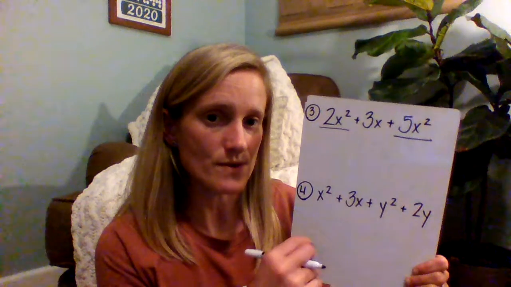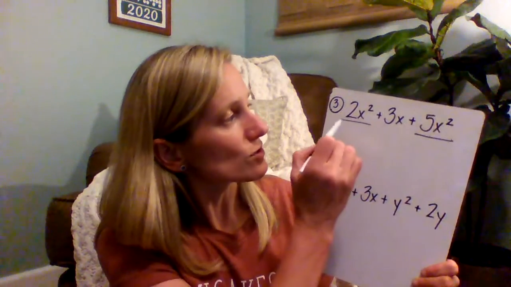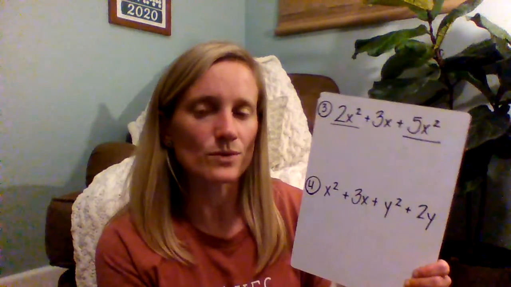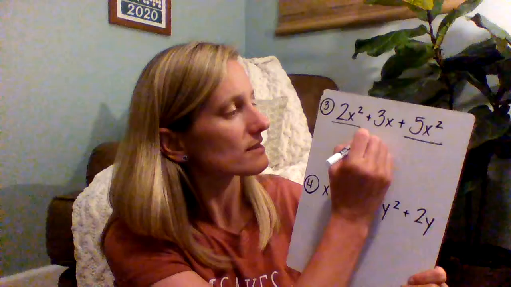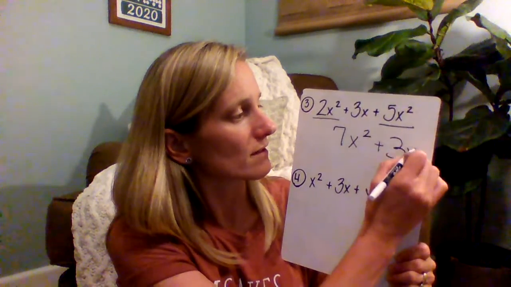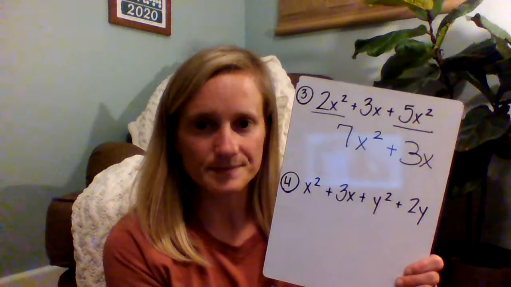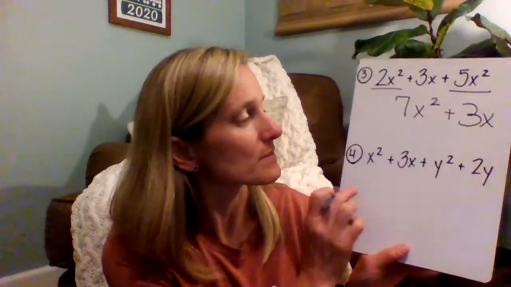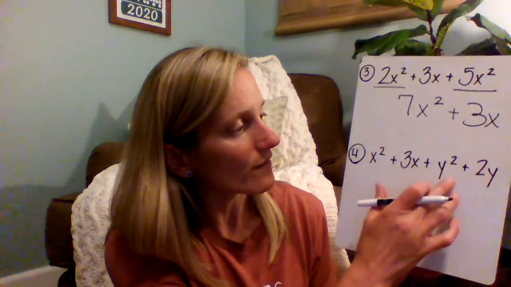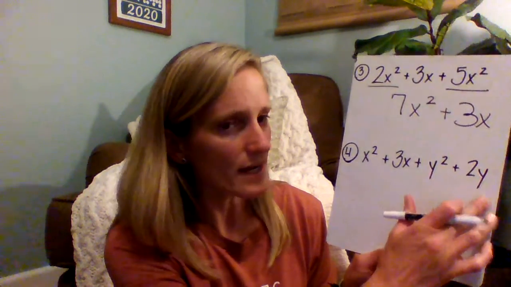So I'm going to look at their coefficients, the number in front, to see what I get. So 2x squared plus 5x squared, 2 plus 5 is 7. So when I combine those, I end up with 7x squared. Now, the 3x doesn't disappear and it doesn't combine, so I just have to write it there at the end. Our last example, I have x squared, I have an x, I have a y squared, and I have a y.